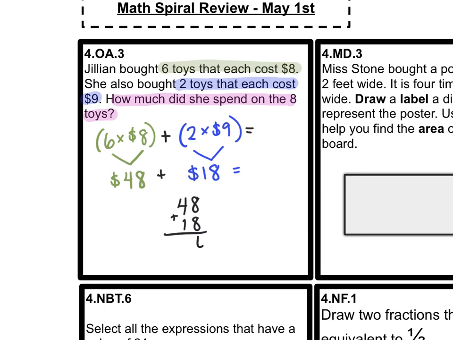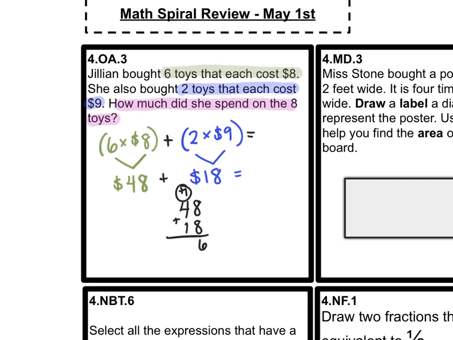8 plus 8 is 16. I put down the 6 and regroup the 1. 4 plus 1 is 5, plus 1 is 6. So the total she spent was $66.